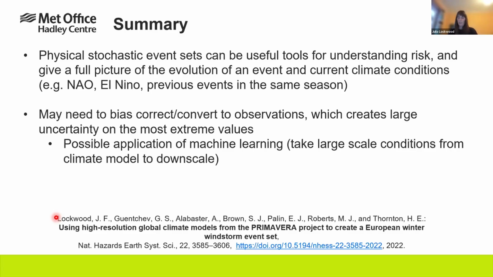But I think since we developed this event set, there's been this explosion in AI and machine learning. And I think if we were to do this again, we might take the large scale conditions from the climate model and then use a machine learning algorithm to downscale that to surface gusts. And below here's just a reference to the paper in case anyone wants more information.